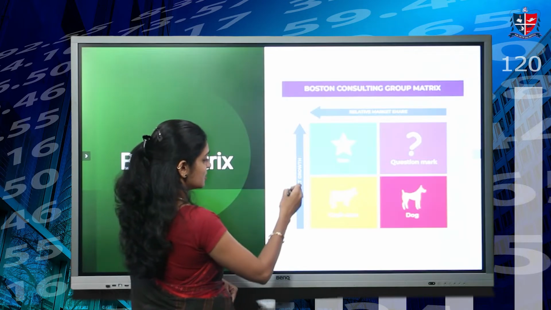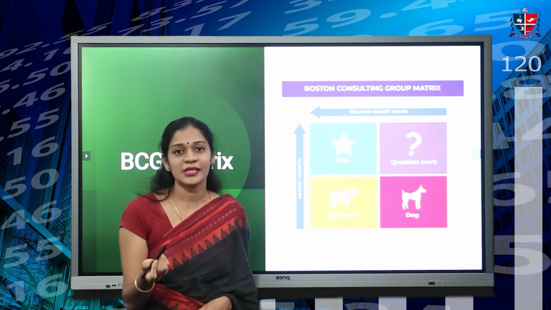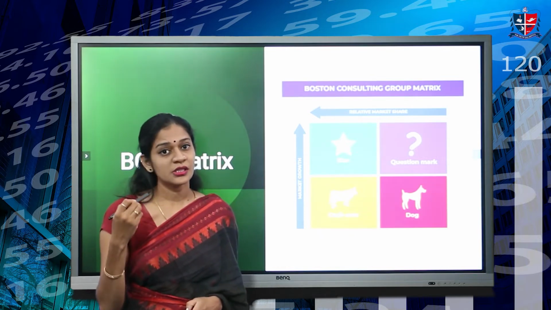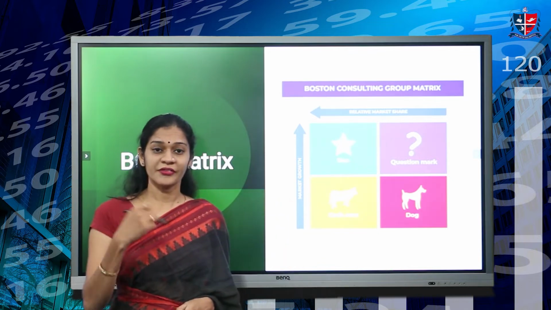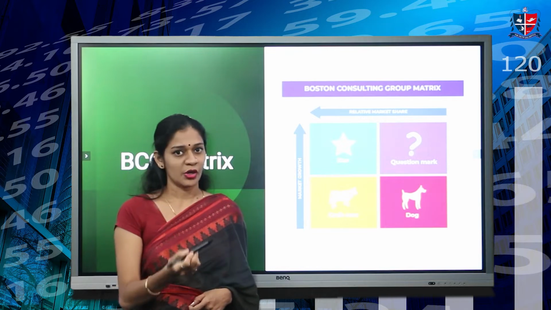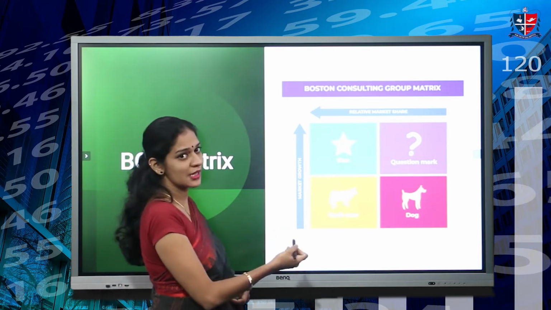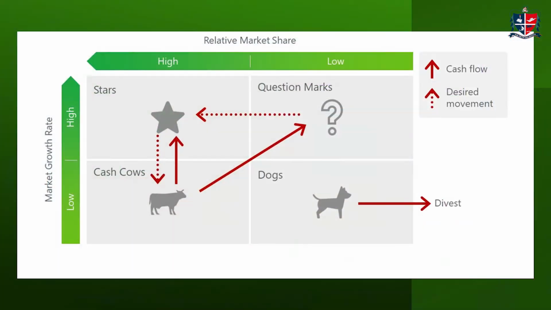The market growth rate indicates the rate of investment, or the cash used by a business organization, whereas the market share shows the revenue or profit that an organization is getting from the product lines or products they are selling. So market growth shows the expenses and market share shows the revenue. This is the graph representing the BCG matrix.